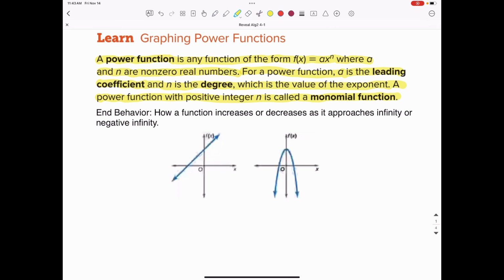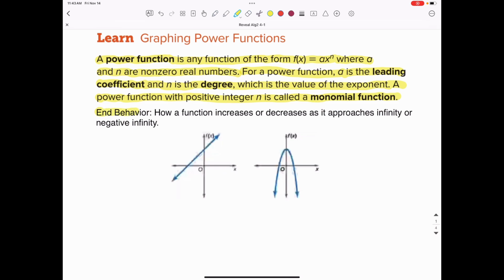Monomial is actually a term I've used in the past, and what it simply means is it is a single term, a function that is a single term, meaning there is no addition or subtraction involved. It is all multiplication. First thing we're going to talk about is what is the end behavior of a function, or the end behavior of a graph.